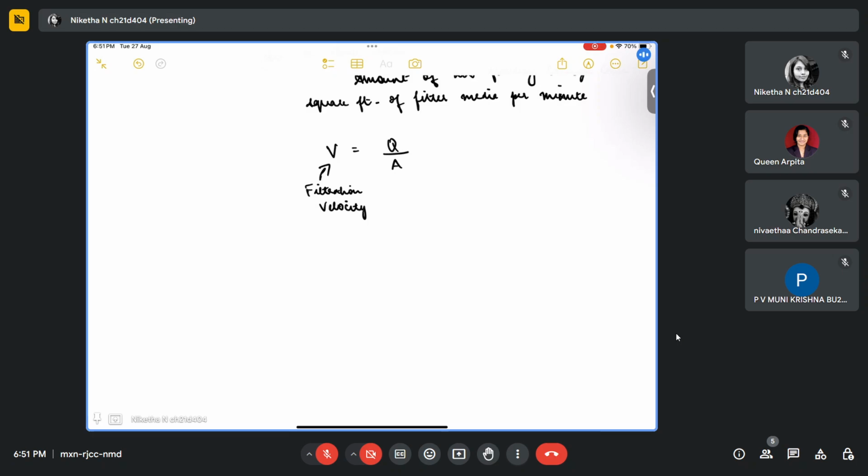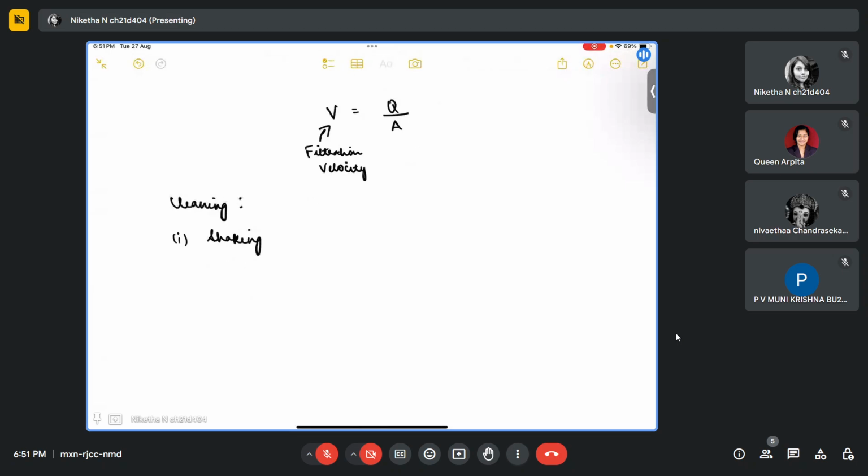Okay. Then coming to cleaning. So bag filters can be cleaned by shaking. So you just shake the filter, and because of inertia, the particles that are attached to the filter will come down.